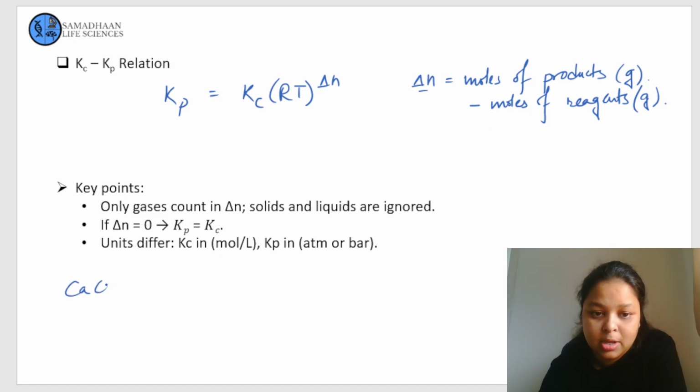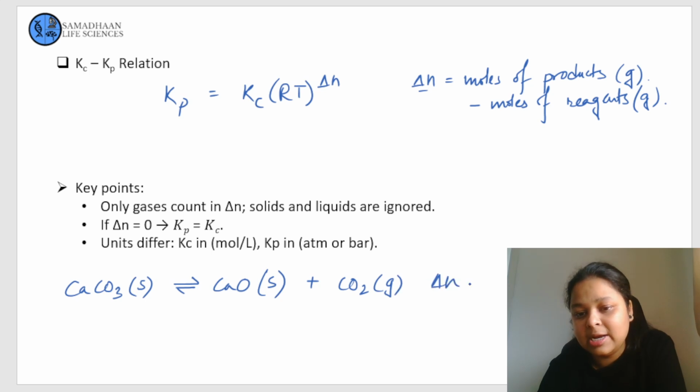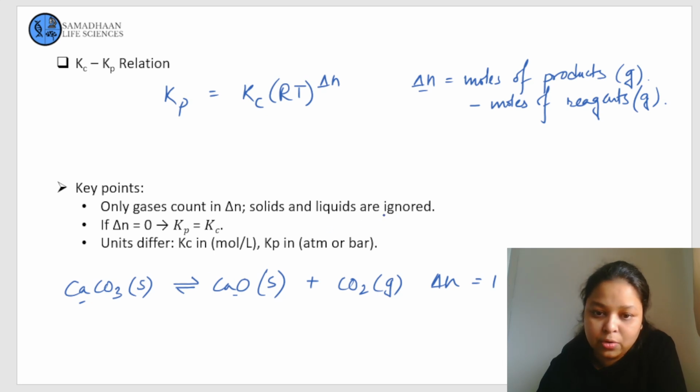For example, if we have this reaction, calcium carbonate, which is in solid state, is dissociating to calcium oxide, which is also a solid, plus CO2, which is gas, then delta n is 1, because for these two solids we will not consider any n, or we will just ignore the solids and liquids. But if delta n becomes 0, then Kp is equal to Kc.